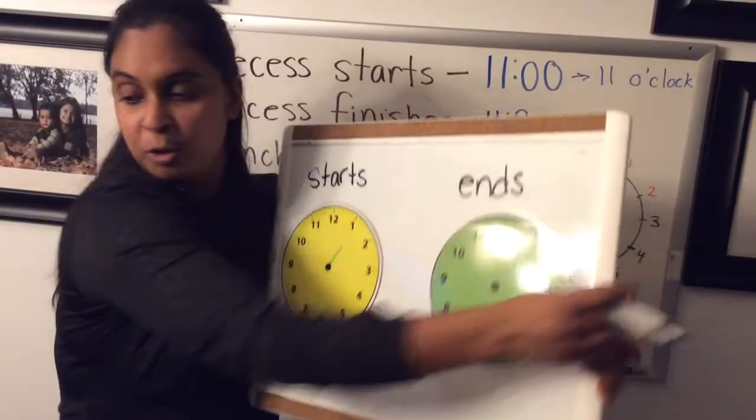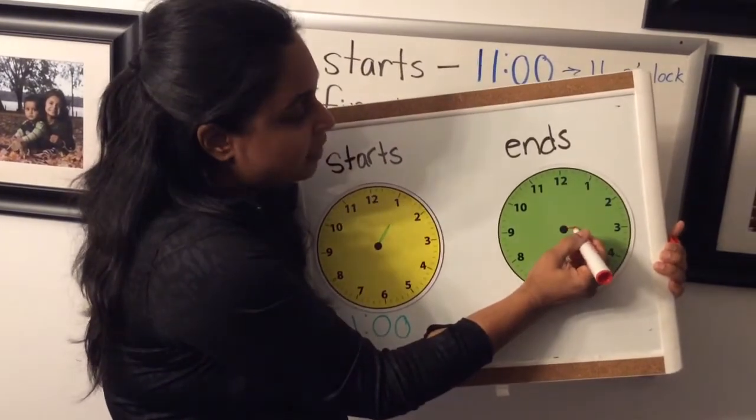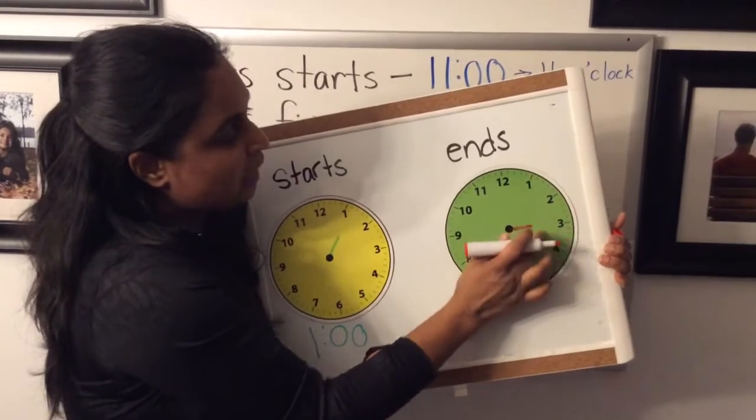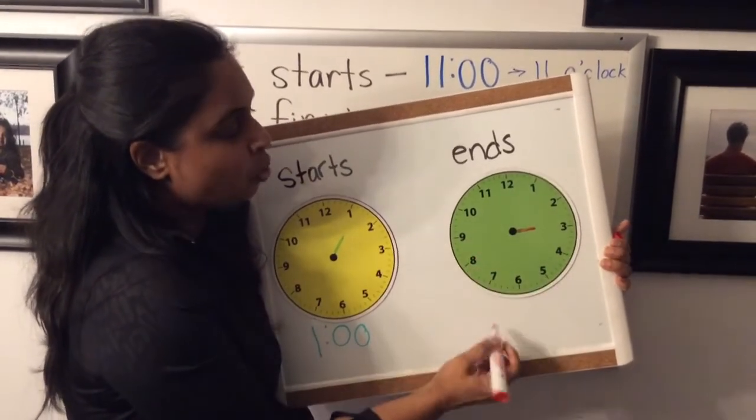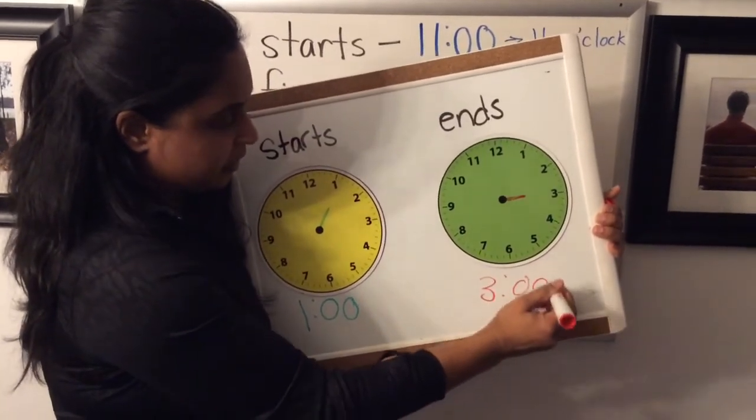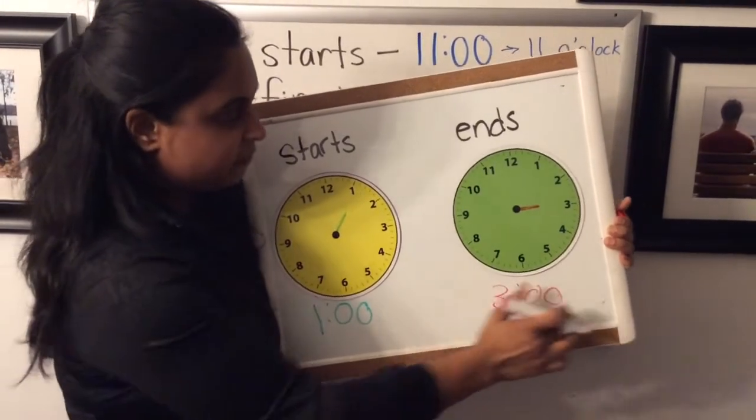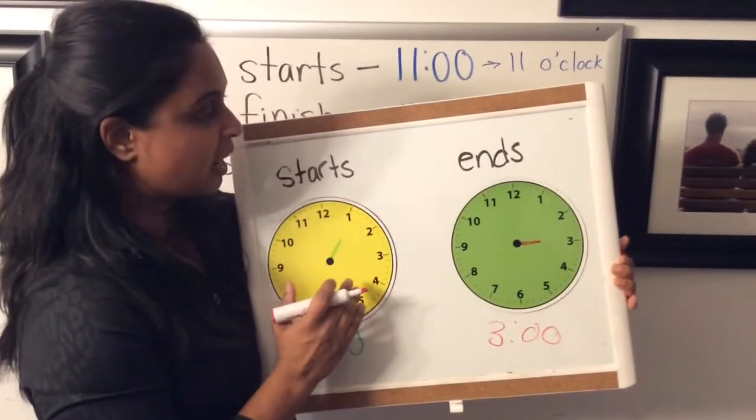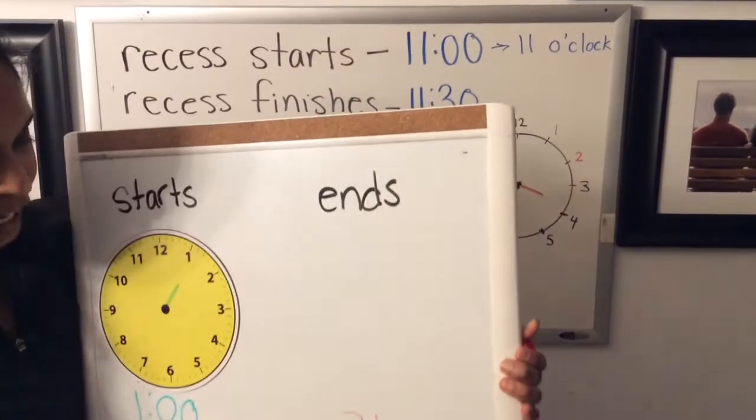And then if the movie stops or ends at 3 o'clock, the little hand will be right on the 3. So I can tell if my little hand is right on a number, that's an o'clock time. So it's 3 o'clock. All right. So if I start at 1 o'clock and finish at 3 o'clock, how many hours have gone by? So just to make that a little easier, I'm actually going to put it all on the same clock.